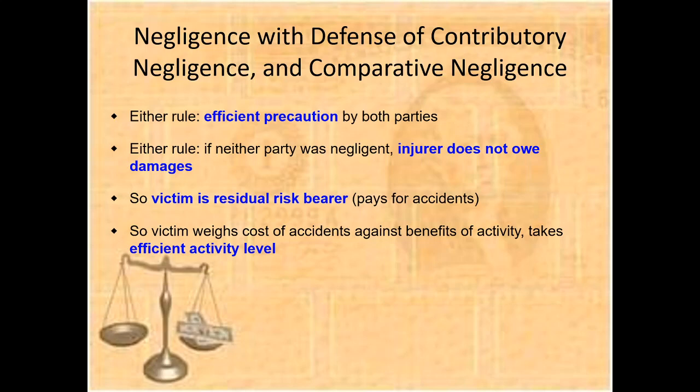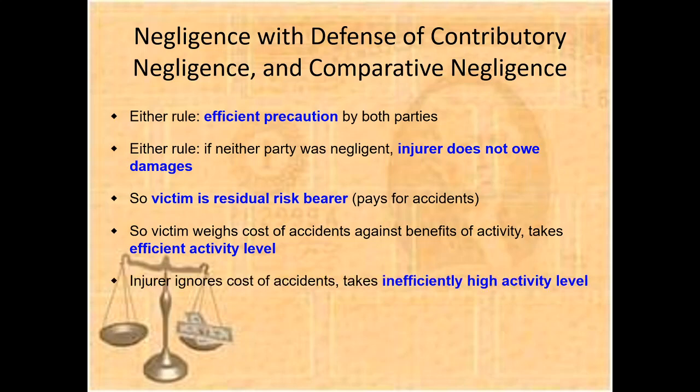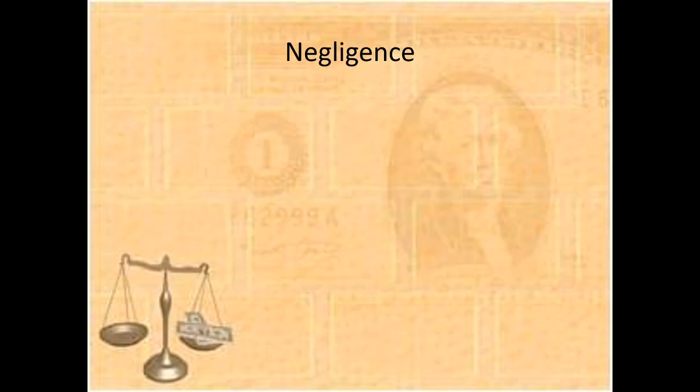Therefore, what happens is very simple: the activity level of the victim would also be checked. So the victim weighs the cost of accident against the benefit of activity and takes an efficient level of activity, and the injurer ignores the cost of accident and takes an inefficiently high level of activity.